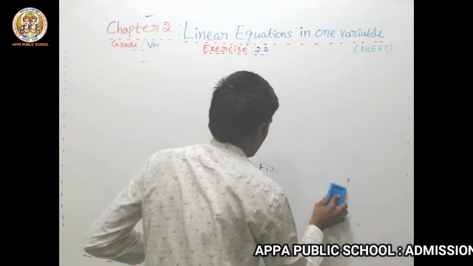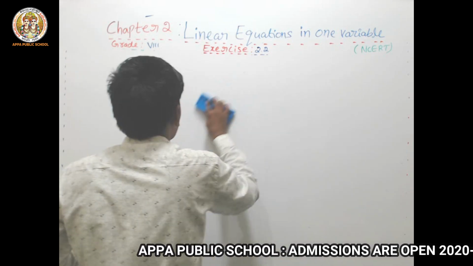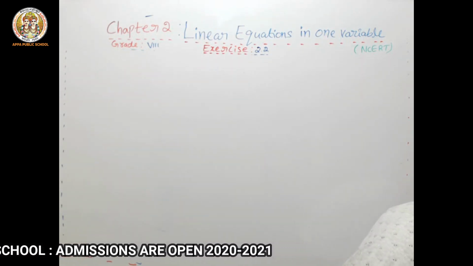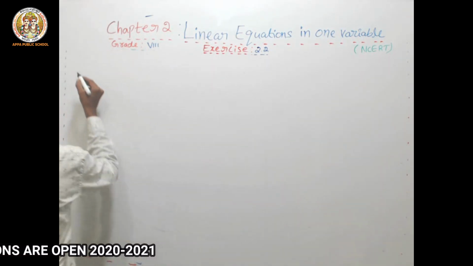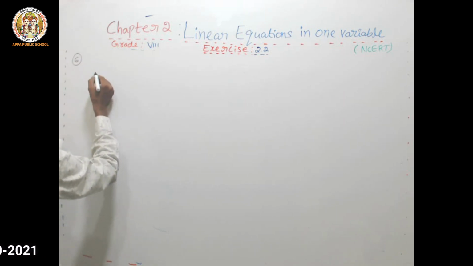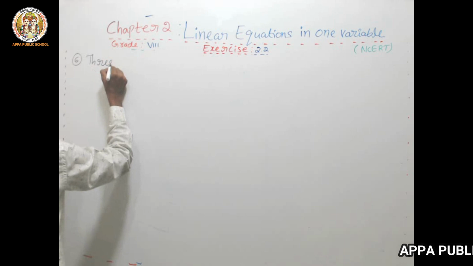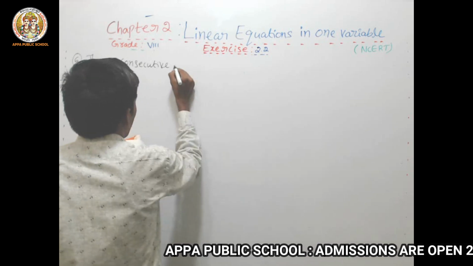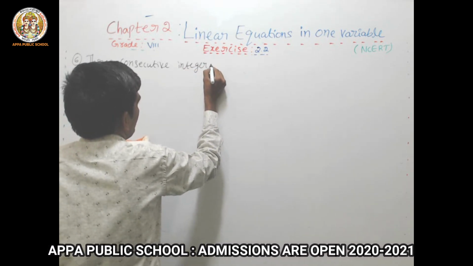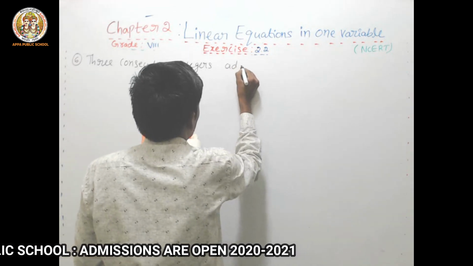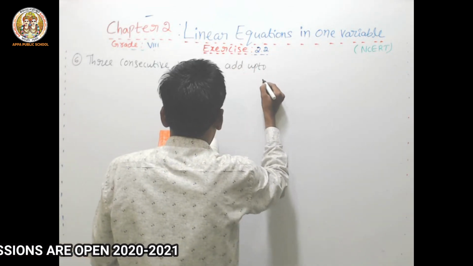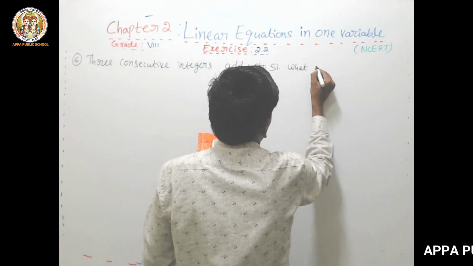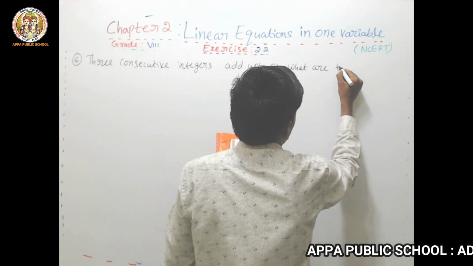Okay, we'll move to the next problem, sixth problem. Three consecutive integers add up to 51. What are these integers?